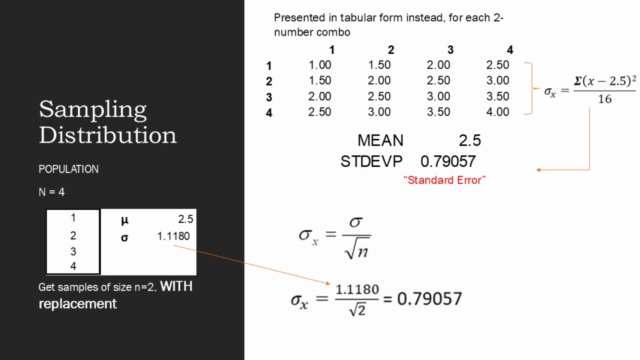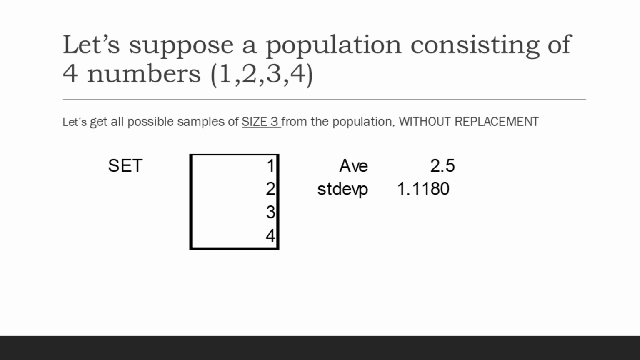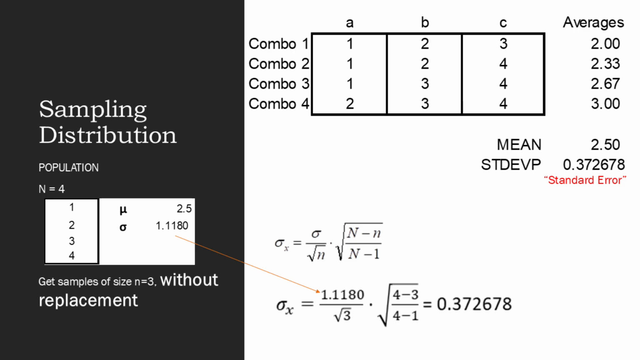Simple, right? Now let's have one more exercise, this time with sample size 3 and without replacement. So this is what it looks like. The only 4 samples possible are 1,2,3; 1,2,4; 1,3,4; and 2,3,4. Now we get all of the averages and get the average of the average and the standard deviation of the averages, and we will have this. And notice that the standard error is smaller as the sample size goes up.